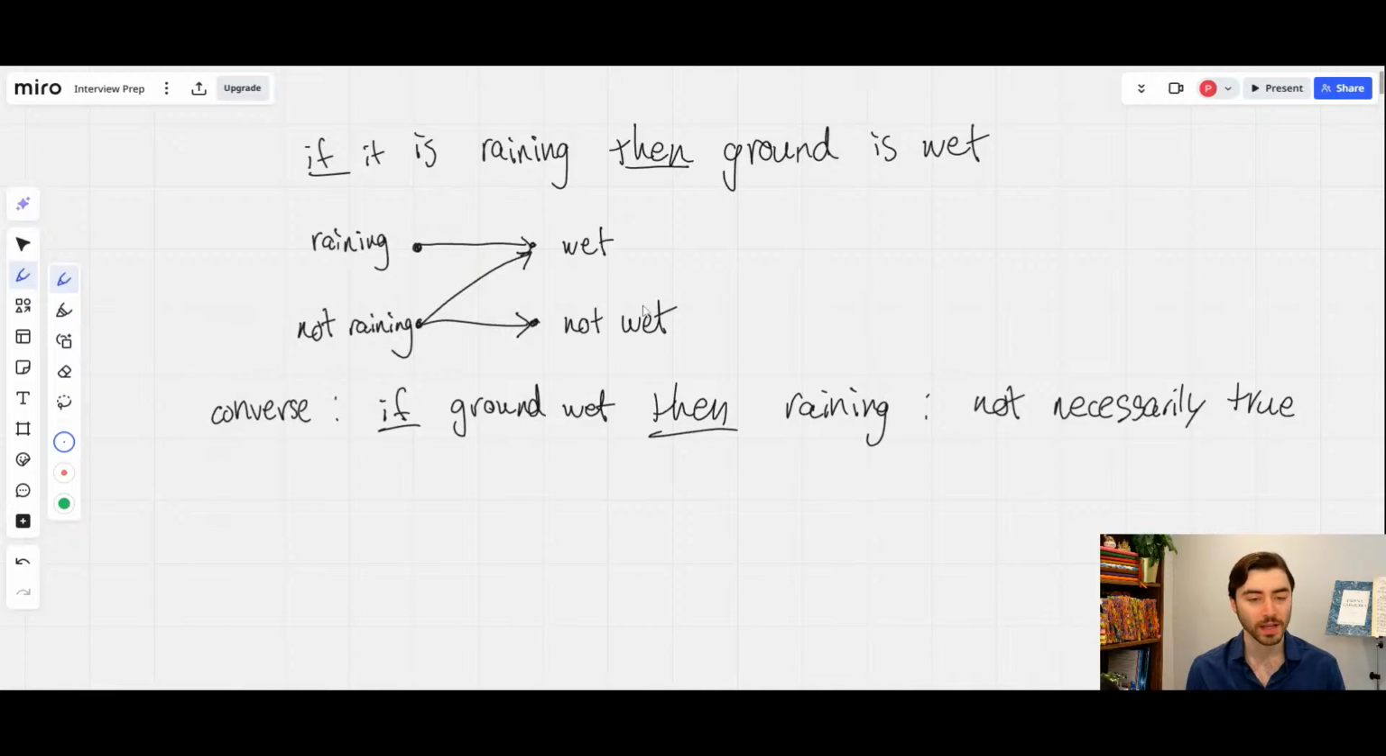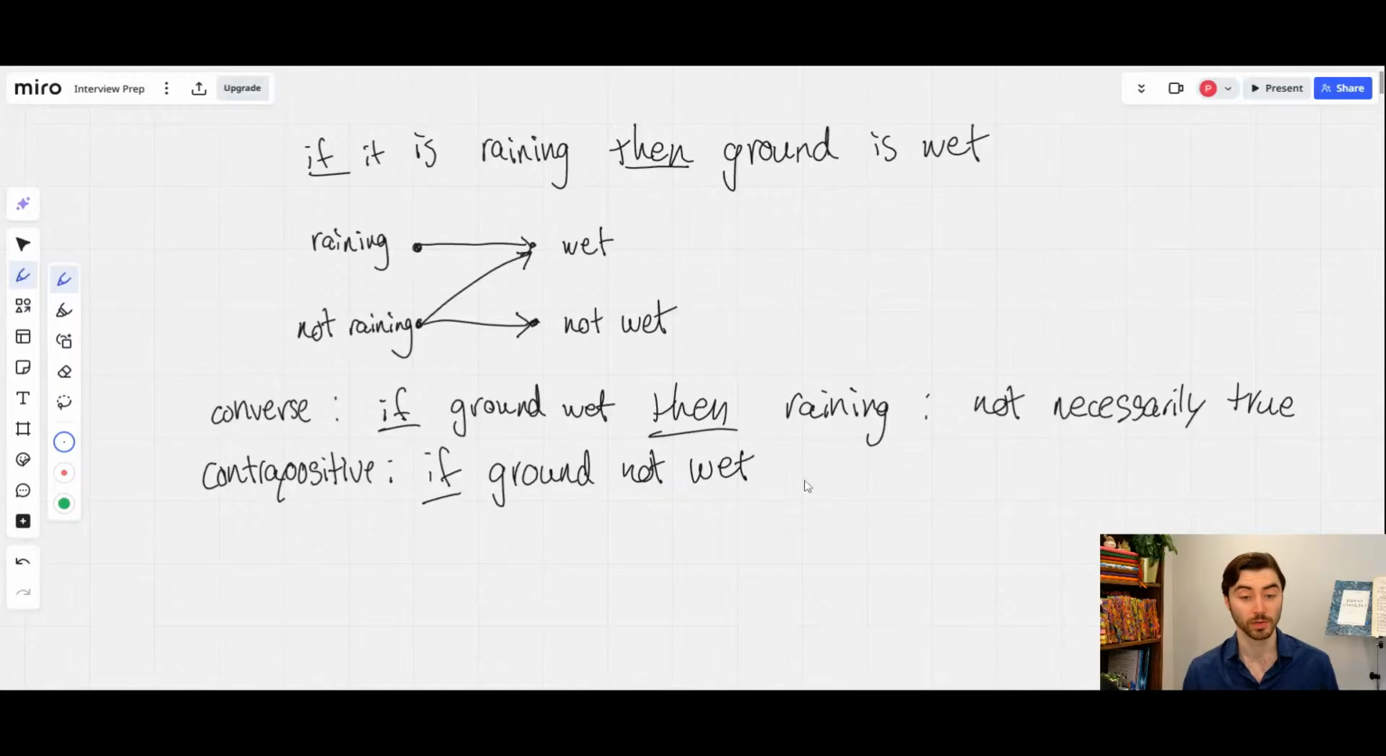But let's talk about what the contrapositive is. It's when you do the same thing, you take the converse, but then you negate both sides. So if ground is not wet, then it is not raining, which is certainly true. And what we find is the contrapositive is always true if the statement is true.